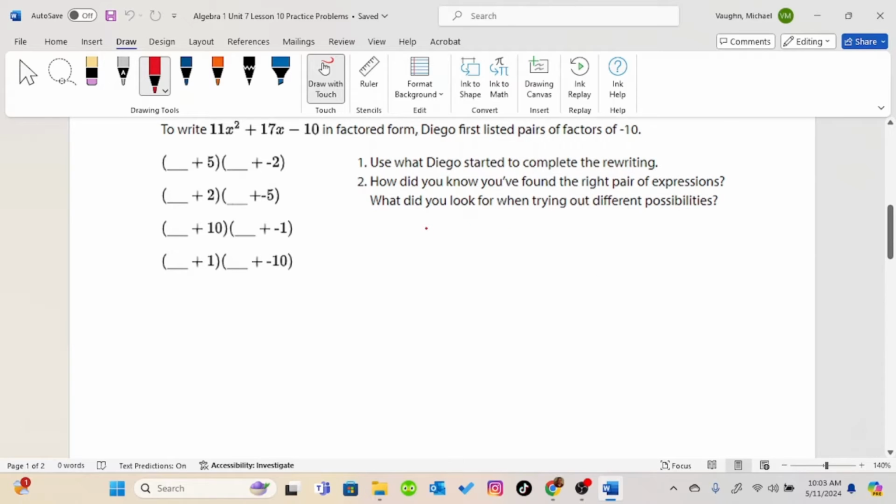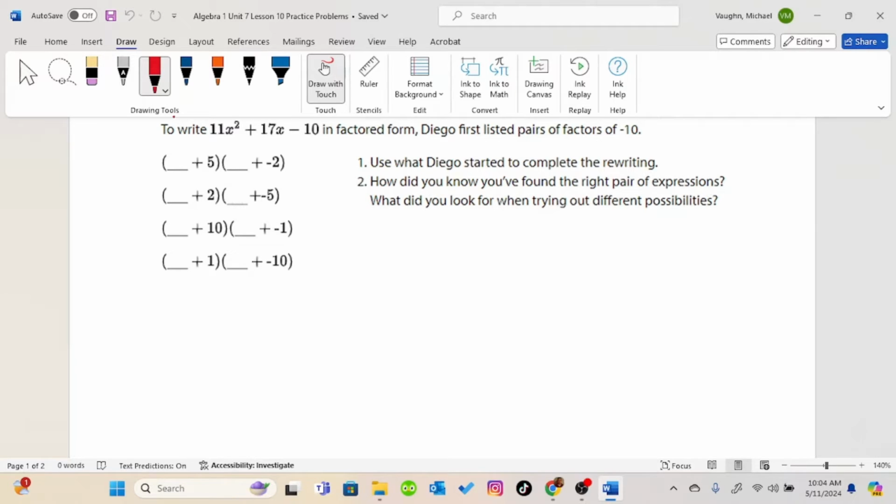To write 11x² plus 17x minus 10 in factored form, Diego first listed pairs of factors of negative 10. So we have positive 5, negative 2, positive 2, negative 5, positive 10, negative 1, and positive 1, negative 10. Number 1, use what Diego started to complete the writing. Number 2, how did you know you found the right pair of expressions? What did you look for when trying to figure out different possibilities?